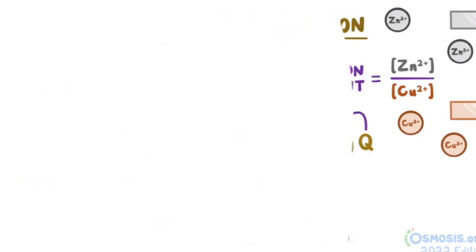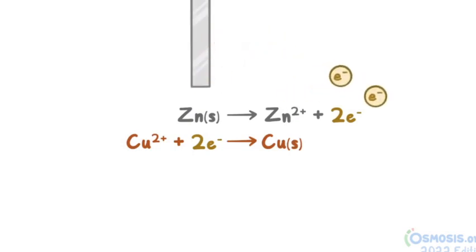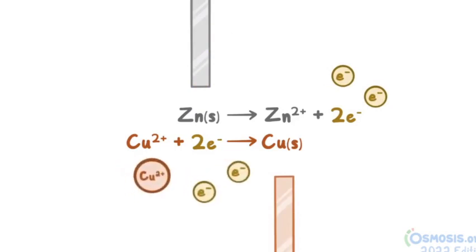Now we can look at our two half reactions. Solid zinc produces zinc 2 plus and 2 electrons. Copper 2 plus and 2 electrons produces solid copper. So during the first half reaction, our solid zinc metal loses 2 electrons, and during the second half reaction, the copper ions in the solution gain 2 electrons.